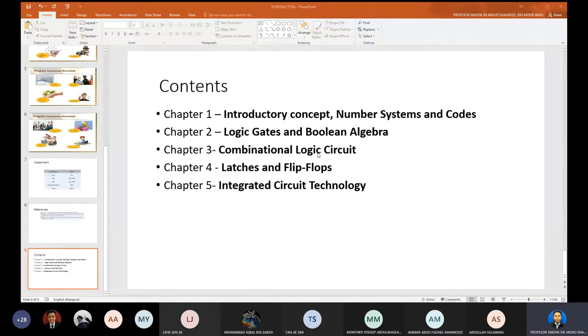For chapter 2 will be logic gates and Boolean algebra. Chapter 3 will be combinational logic circuits. Chapter 4 will be latches and flip flops, and then chapter 5 will be integrated circuit technology.